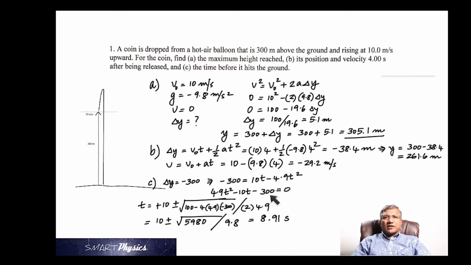We get a quadratic equation. We have to solve the quadratic equation using negative b plus or minus square root of b squared minus 4ac, all divided by 2a. I know that's a mouthful, but you've got to look that up. A is 4.9, b is negative 10, c is negative 300. And when we use the quadratic equation, we get the time as 8.91 seconds.